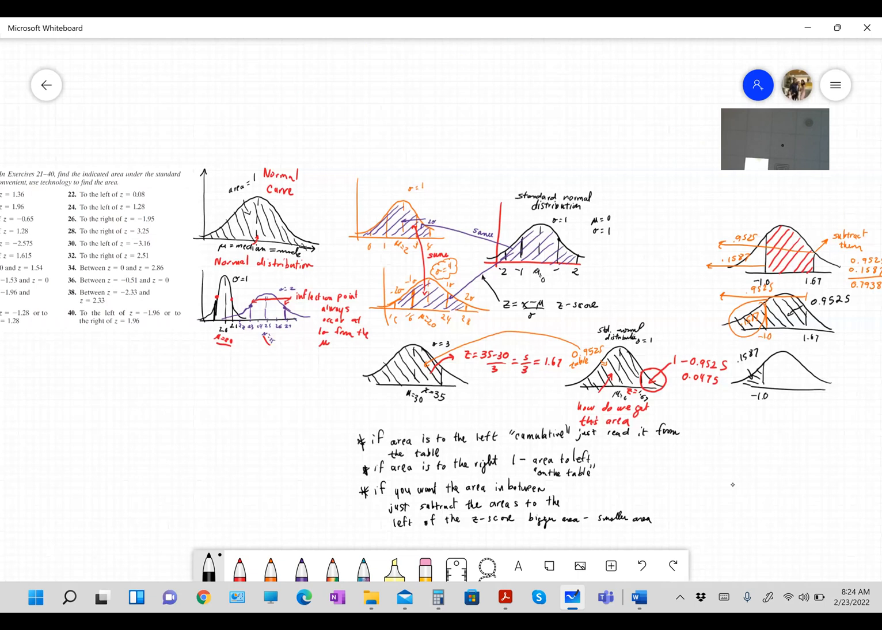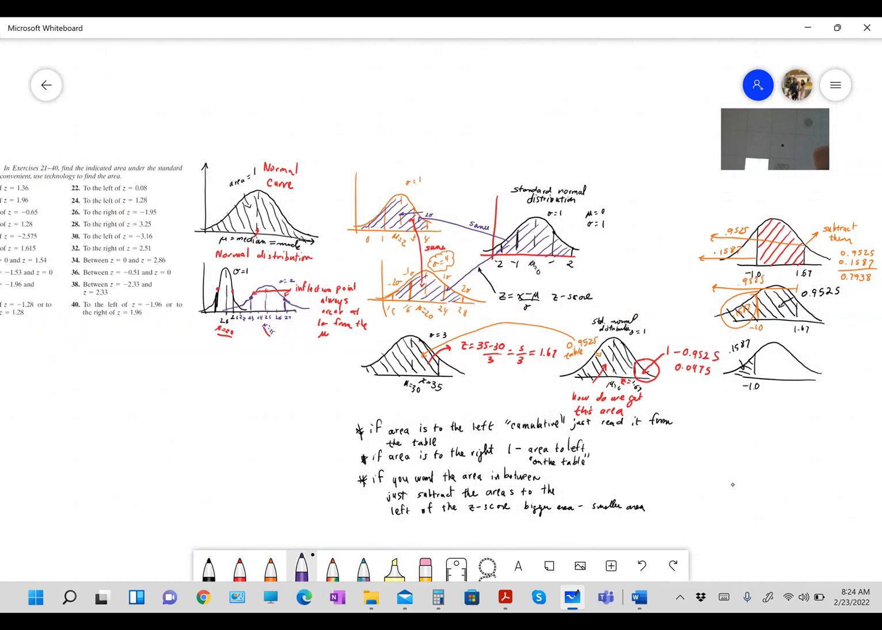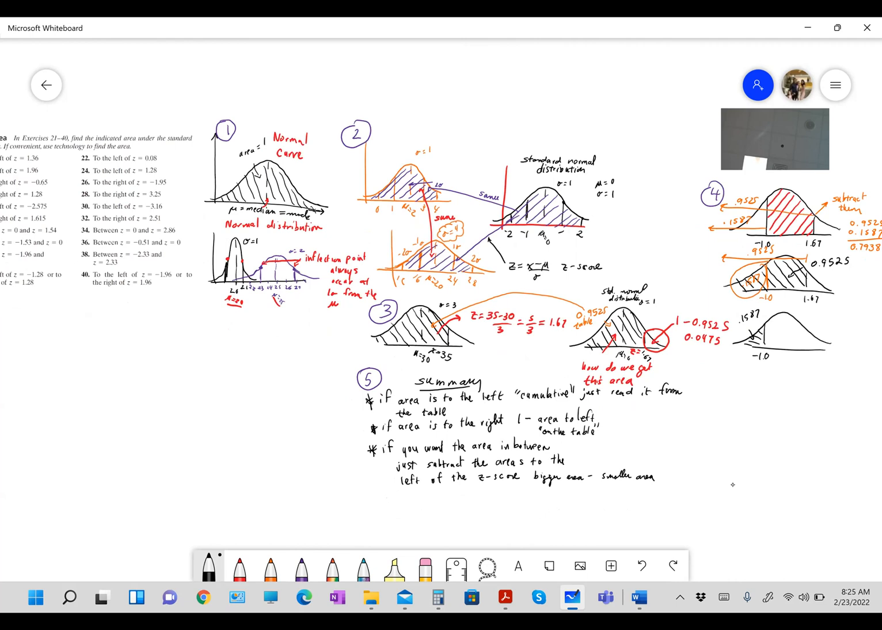I guess I'm going to label these as the first part, the second part, the third part, the fourth part, and here's the summary. I'll write fifth part, and this will be your summary. Now, another key that I always forget is to always sketch the situation. Always sketch the situation.